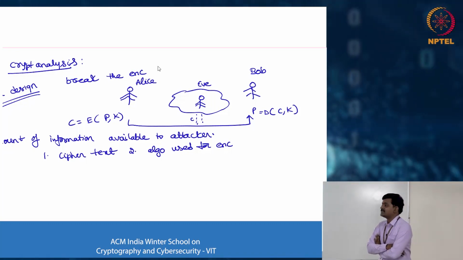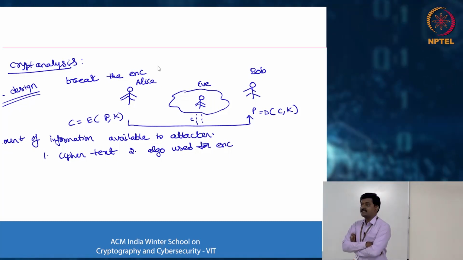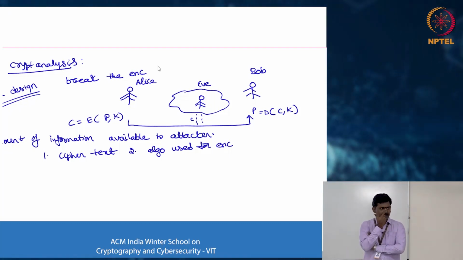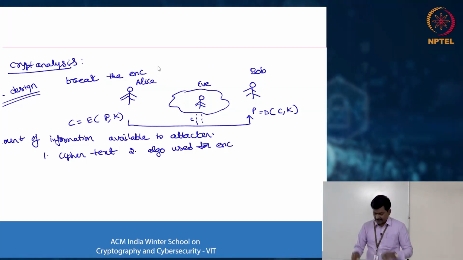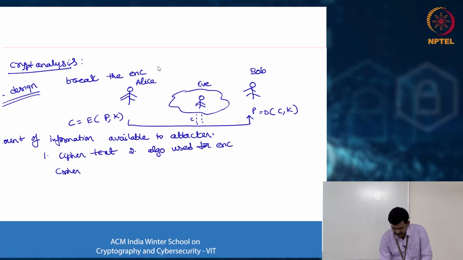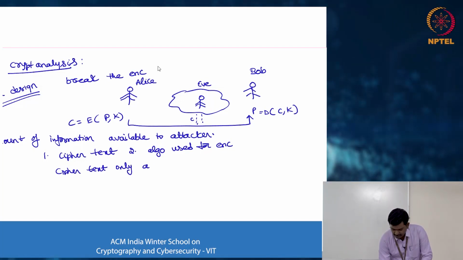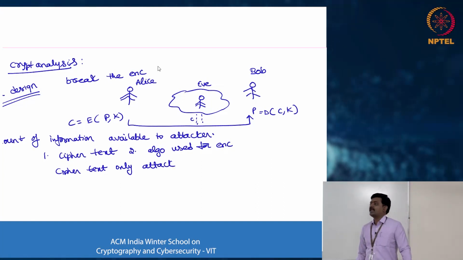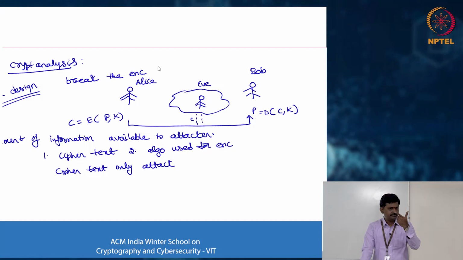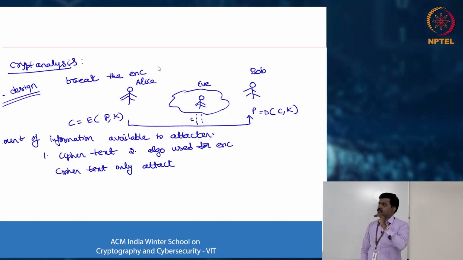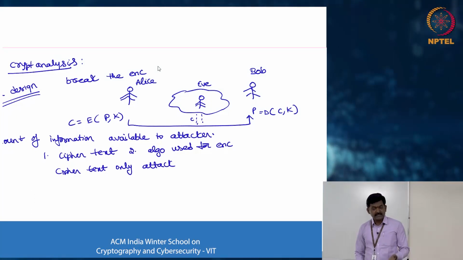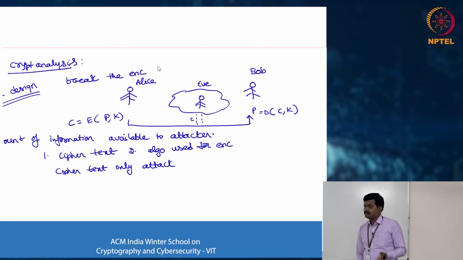So in that aspect, what is the information available to the attacker by default? Number one, ciphertext. Number two, algorithm. So this is the piece of information available to the attacker. Now the point is, with these two pieces of information, imagine if the attacker makes an attack, it is called ciphertext only attack. Ciphertext only. What is the amount of information available to the attacker? Ciphertext, algorithm. Anybody can get it. So getting this piece of information is easy or tough? Easy.